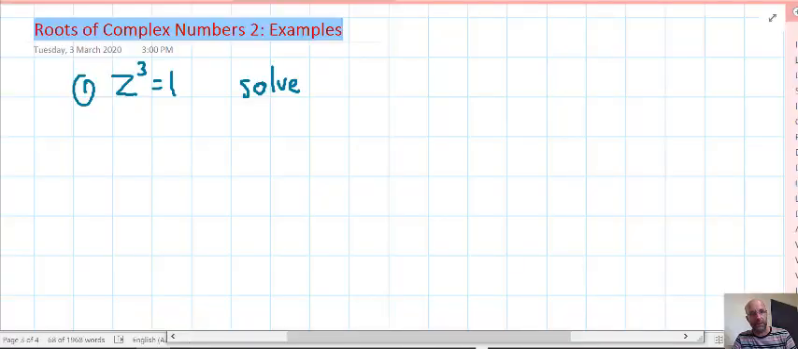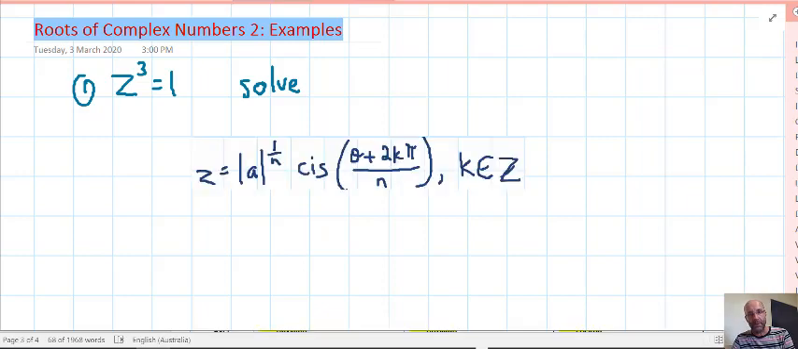Okay, second video on roots of complex numbers, and this is the one with the examples on it. We've got roots of unity first up. z cubed equals 1, where z is a complex number. We have to solve that. In the previous video we said in general this is the solution, but it's pretty easy when it's roots of unity, and we're on a unit circle too.